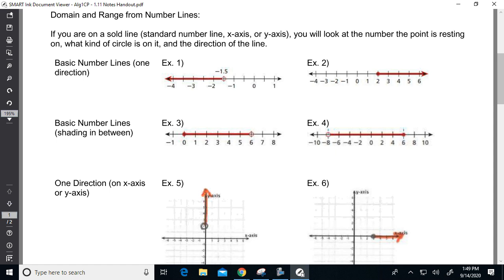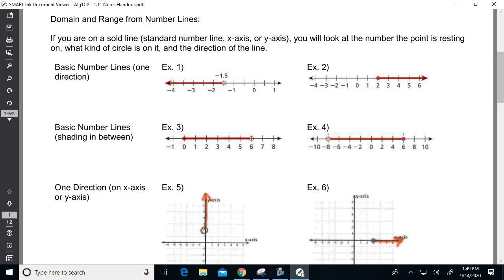So we're going to start with a basic number line, going in one direction. That's similar to examples 1 and 2. When you have a basic number line, there are 3 things you're going to pay attention to: the number the point is on, what kind of circle is on it, and the direction of the line.